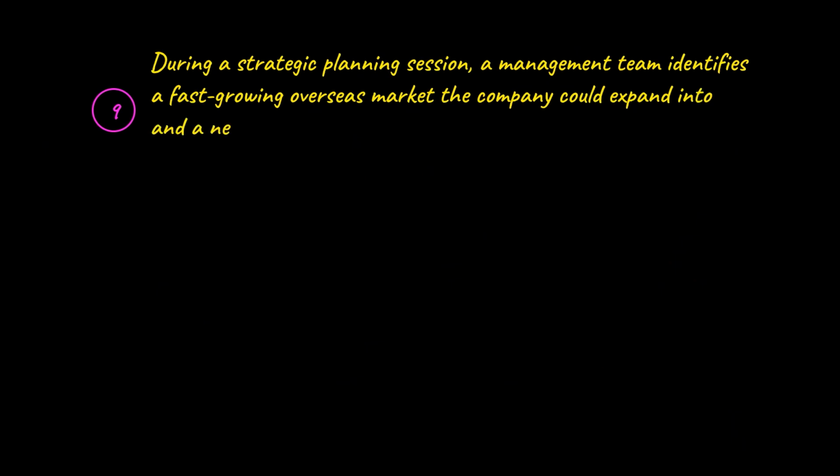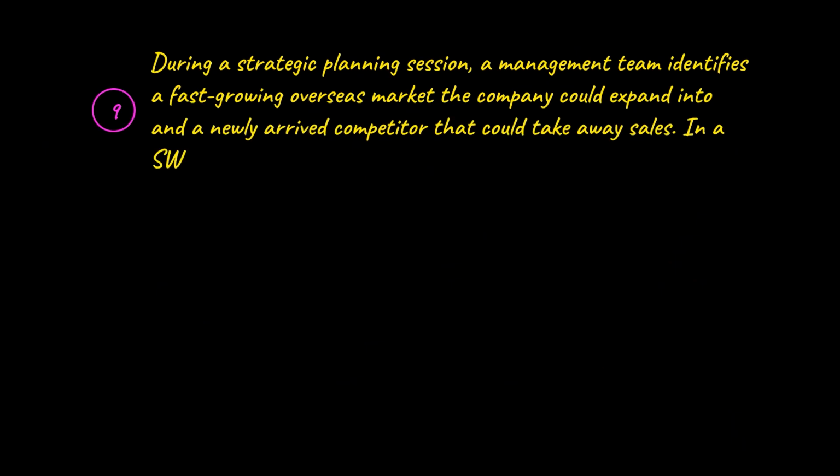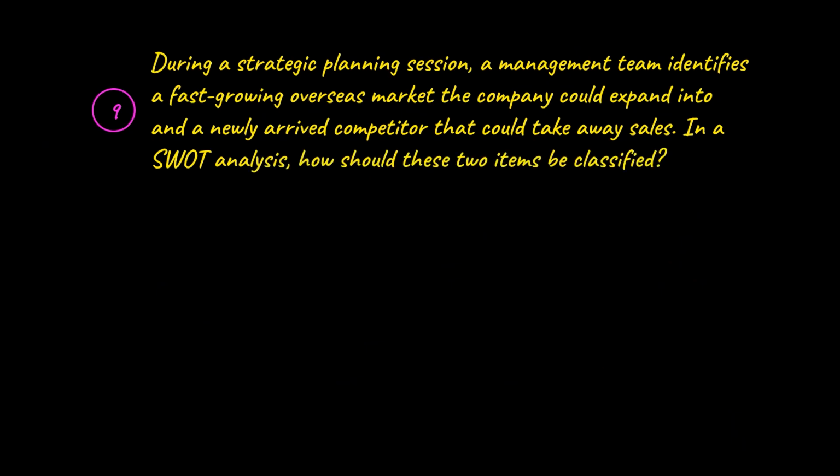Question 9. During a strategic planning session, a management team identifies a fast-growing overseas market the company could expand into and a newly arrived competitor that could take away sales. In a SWOT analysis, how should these two items be classified?